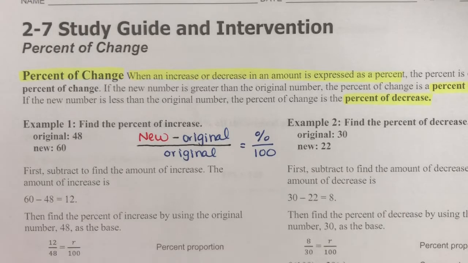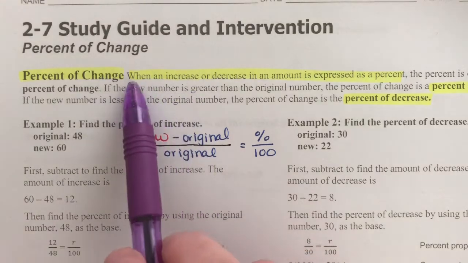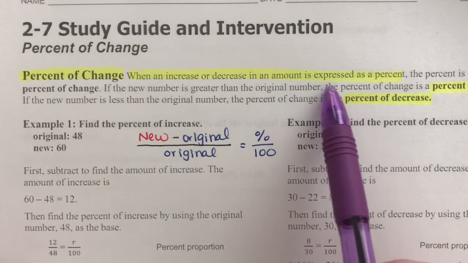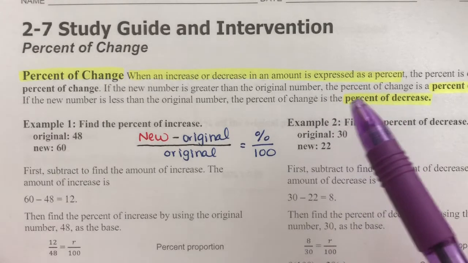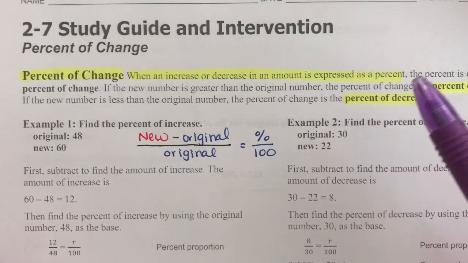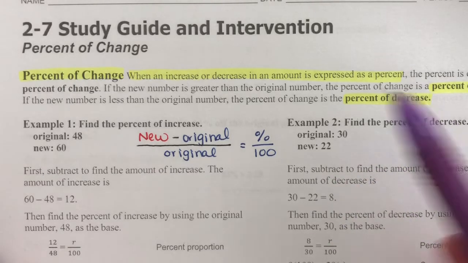This is lesson 2.7 on percent of change that we're going over today. So the percent of change is whenever an increase or a decrease in an amount is expressed as a percent, right? So if something used to cost $10 and now it costs $12.50, what was the percent of increase? It went up in price, but by how much percent? So that's what we're trying to figure out here.